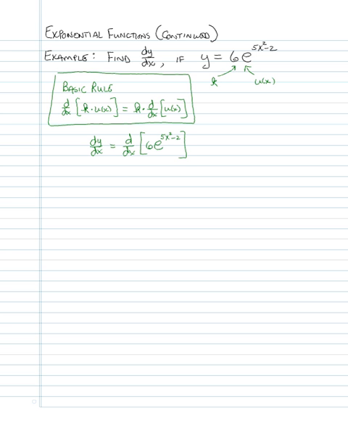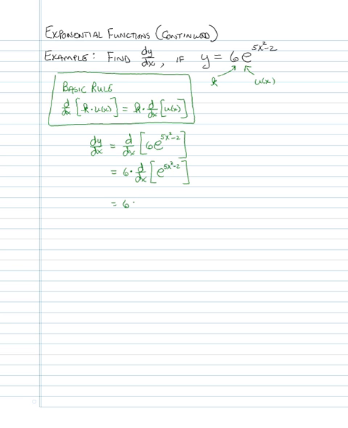Now, as we just discussed, when we're taking the derivative of a constant times a function, then it's just the constant times the derivative of the function. So it just allows us to concentrate on finding the derivative of something that's not quite so complicated. Now, that's the derivative of an exponential function.